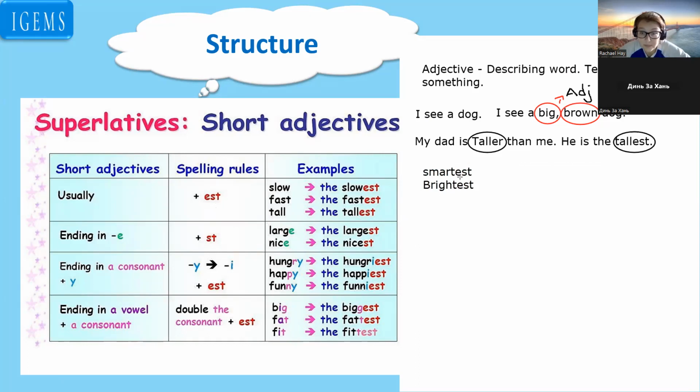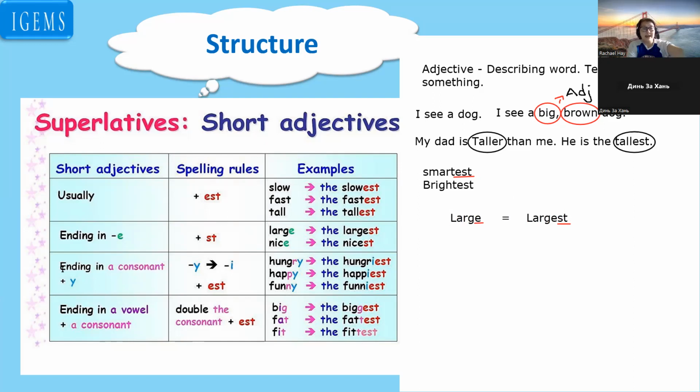Because look here, smartest has no E, so we have to add the E. But a word like large, okay, large already has an E. So all we do is we add an ST. Okay, so if I say, yeah, I can't think of a word now that ends in an E. I'll think of one now.